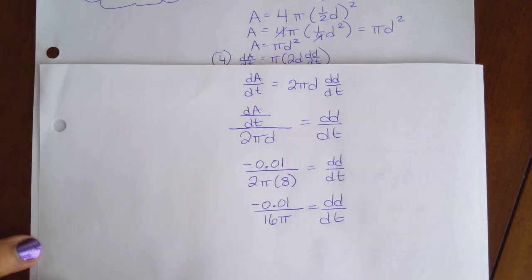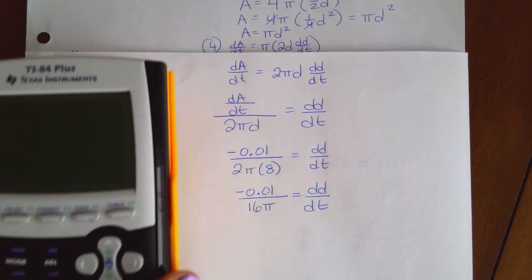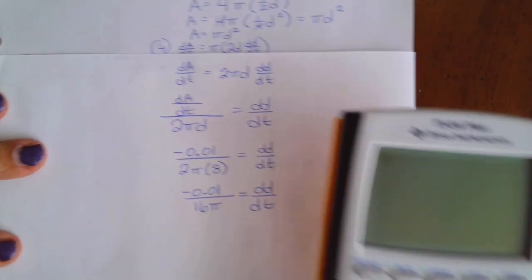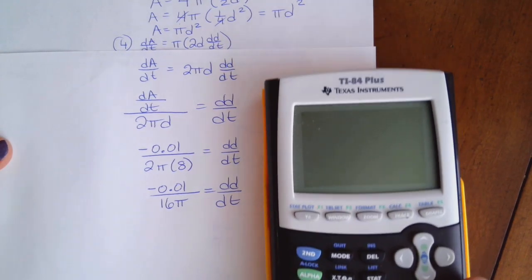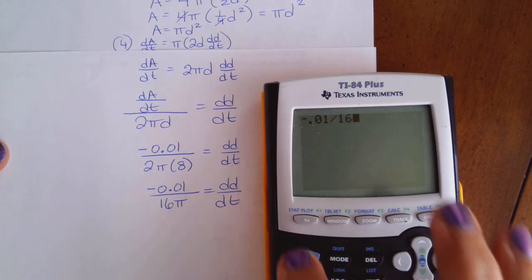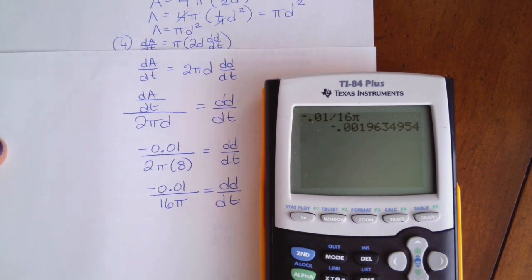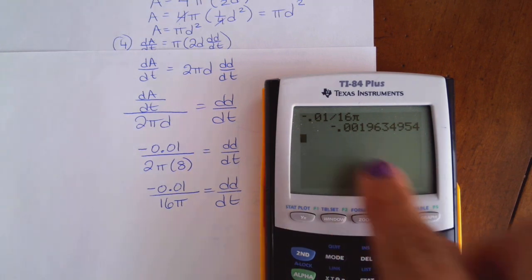So I'm going to do negative 0.01 over 16 pi. Okay. And I want to show you something. So again, if you have the newer calculators and it gives you the fraction, then you're okay. But I want you to just look. If I put in negative 0.01 and divide it by 16 pi, in my calculator, I would think that's right.